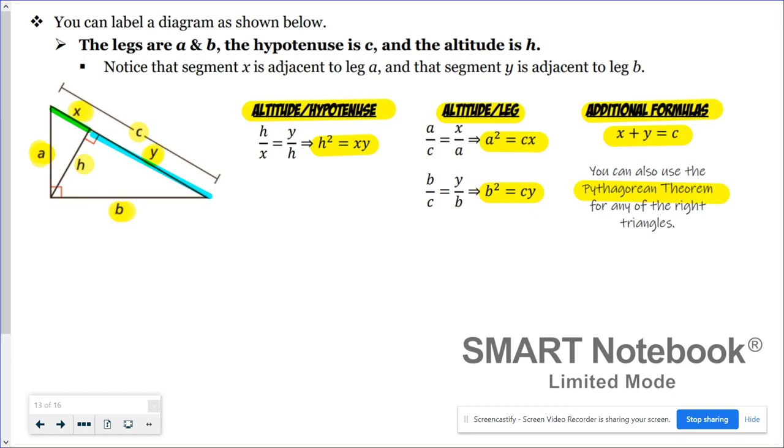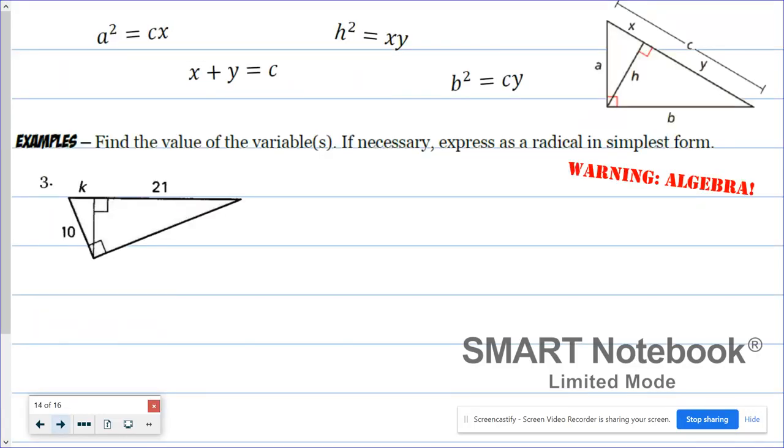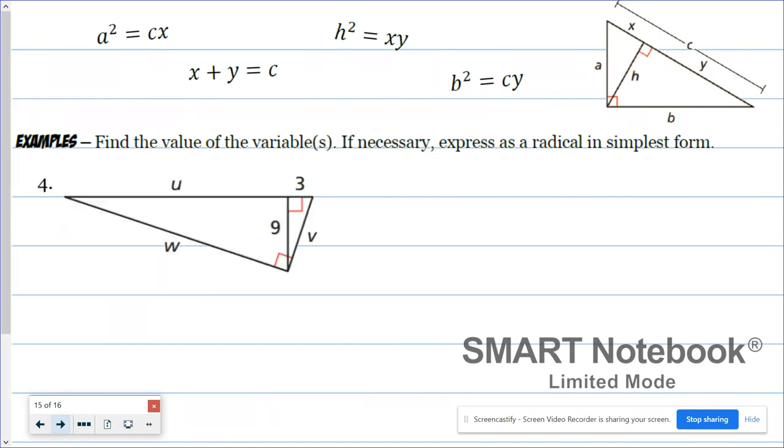Okay. So let's try a basic problem where we're finding some missing segments. Number 3 is not one of those basic problems, so I'm going to save that one for our in-person class time. So I'm going to go to number 4.